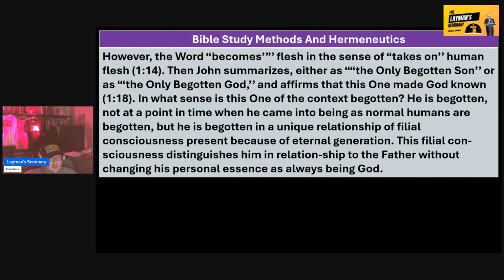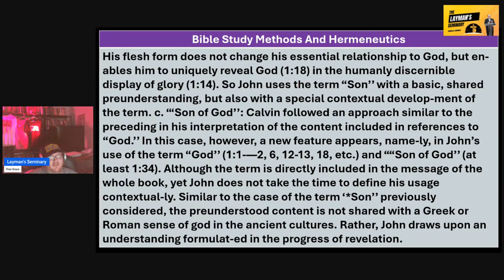Yeah, he's going really theological here. But anyway, the filial consciousness distinguishes him in relationship to the Father without changing his personal essence as always being God. His flesh form does not change his essential relationship to God, but enables him to uniquely reveal God, 1:18, in the humanly discernible display of glory, 1:14. So John uses the term son with a basic shared pre-understanding, but also with a special contextual development of the term. And now we're to the Son of God phrase.